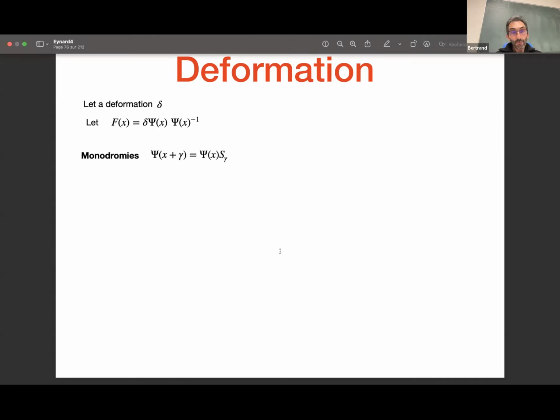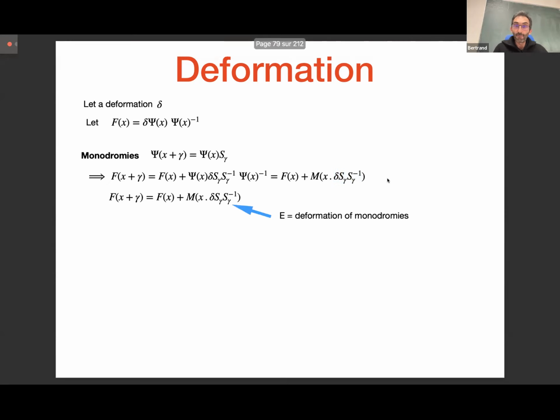Let's first look at some of its properties, and in particular monodromies. The fact that psi has monodromies implies that f has monodromies as well, and the monodromies of f are additive. You recognize that you have a psi, delta S inverse, type psi inverse. So this is an M, where the E inside the M is delta S inverse. So it's the deformation of a monodromy.